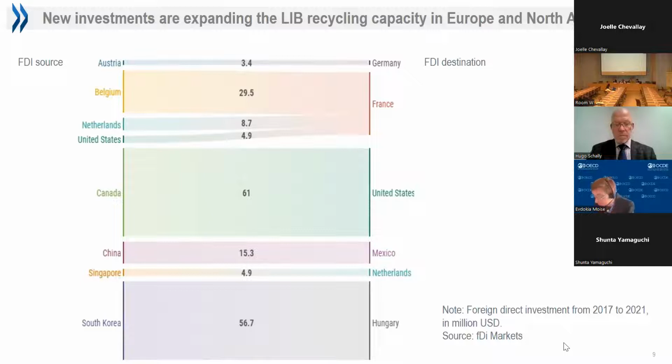South Korean SungEel, for instance, more than doubled its investment from 2019 in Hungary. Canadian Li-Cycle further invested into recycling capacity in the United States, and Singaporean TES, which already operates a recycling plant in France, expanded its investment in Europe by establishing recycling capacity in the Netherlands. As a result of these investments, global recycling capacity will become much less concentrated by 2025, with China's share predicted to drop to around 50%.